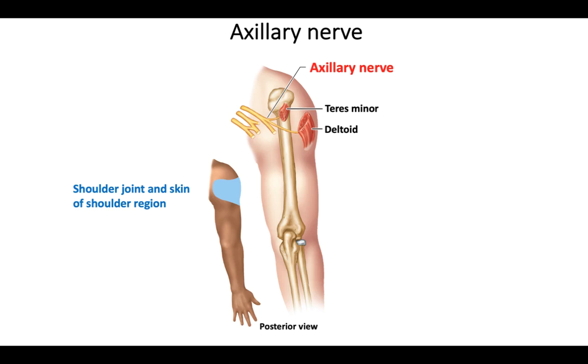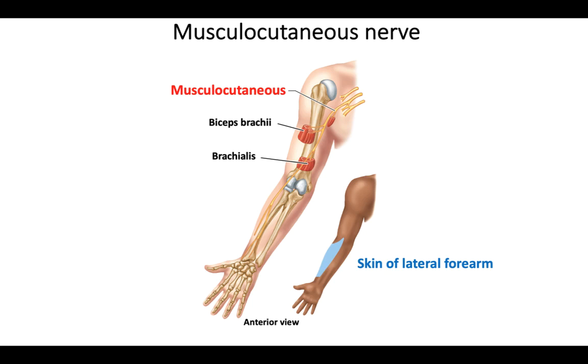but you'd have a very difficult time abducting the arm. If you have a nerve injury of the musculocutaneous, you'd have a really hard time flexing your elbow, right? Because it controls your elbow flexors. And then this is the region of the skin that it gets its sensory neurons from. All right, so this is the lateral forearm here.